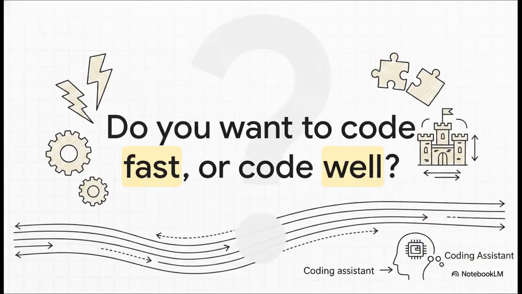So here's the ultimate developer dilemma, right? Do you want your AI to code fast, or do you want it to code well? For the longest time, we've kind of had to choose. But today, we're going to explore how K2.7 Code attempts to give you the absolute best of both worlds. It uses this really unique multi-lane processing approach that fundamentally changes how we prompt our coding assistants.